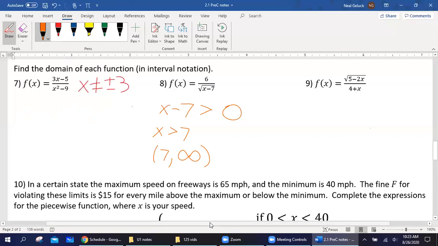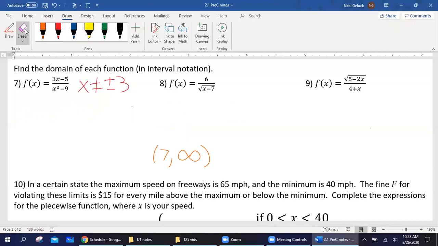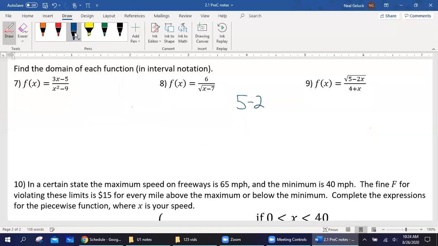For number 9, we've got a square root in the numerator, and we've got division. So we've got to worry about both of them here. So if I look at the numerator, since it's in the numerator, it can equal 0. So I want the stuff inside the square root to be greater than or equal to 0.